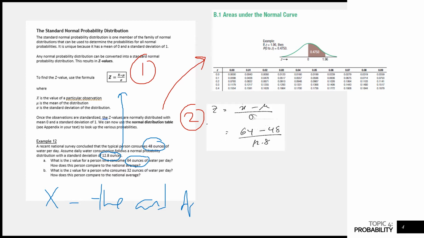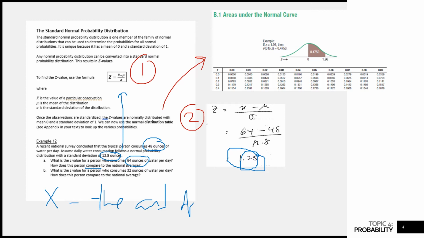So this is what you do. X here, 64, minus the mean, which is 48, divided by the standard deviation, which is 12.8. You'll get 1.25. So that is the Z value for 64 ounces. The next question is, how does this person compare? You need to compare your answer here, 1.25, with the average. What's the average? The average is 48 ounces.